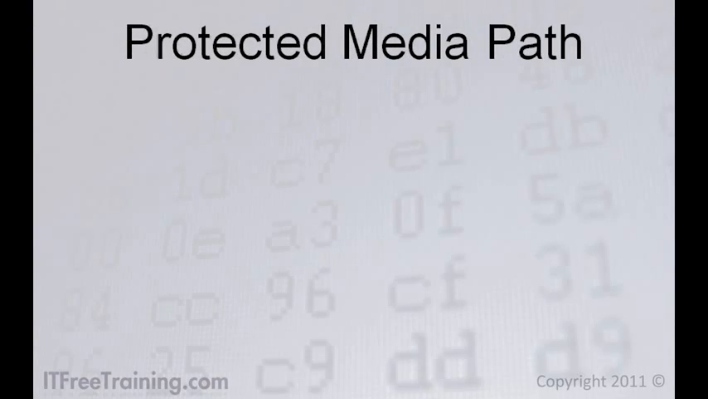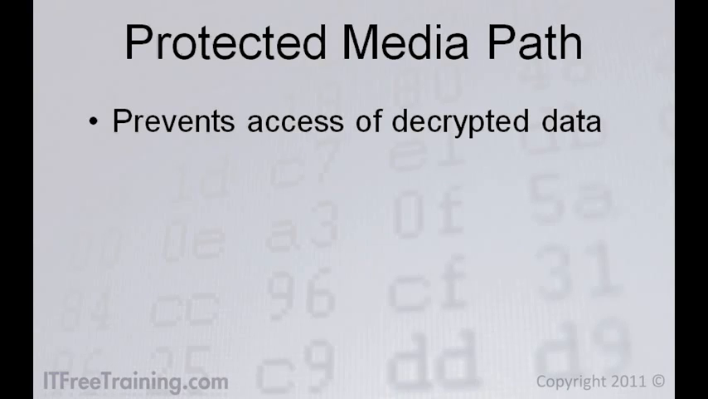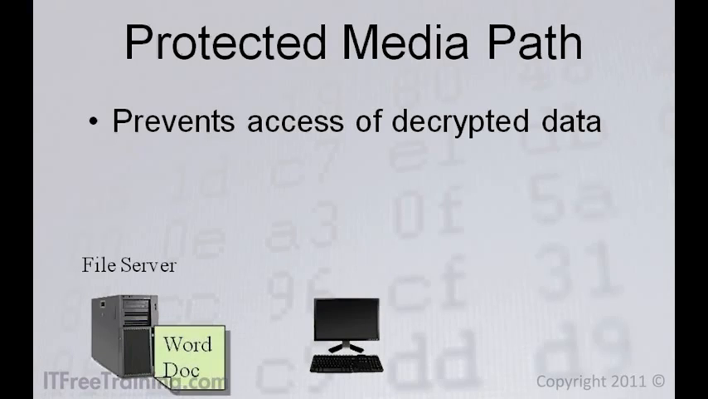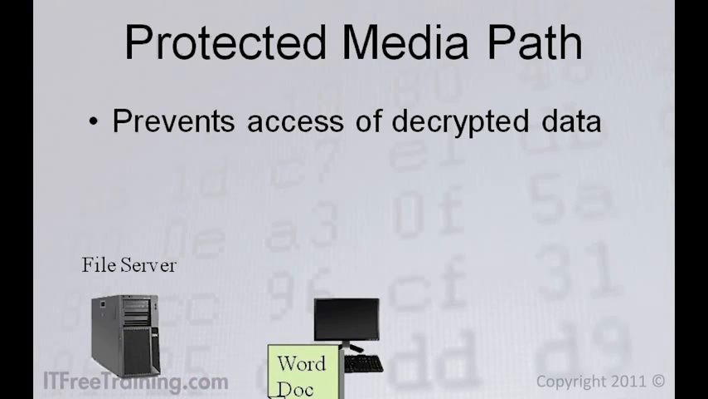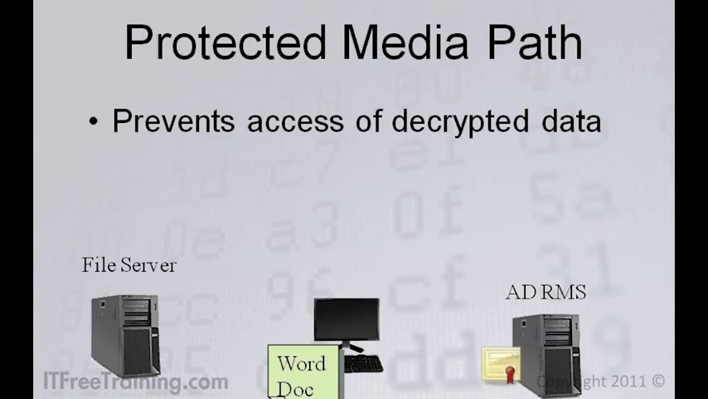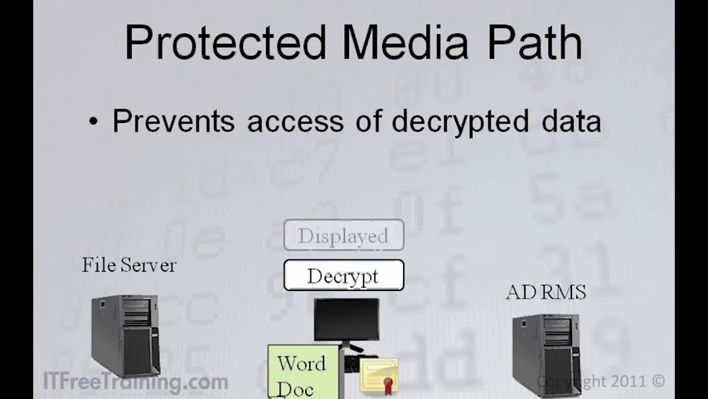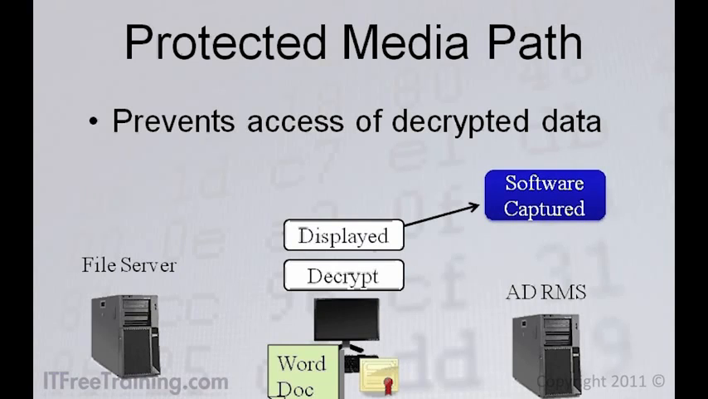Protected Media Path attempts to prevent an attacker from decrypting protected data. Consider this example. The end user asks for a file from a file server. In order to read the file, they must get a certificate from Active Directory Rights Management Service. Once the document is decrypted, it is then displayed on the user's screen. This presents a problem. Once the data is decrypted and in the memory of the computer, it can be captured using software on the user's computer. The simplest example of this is using the print screen key.